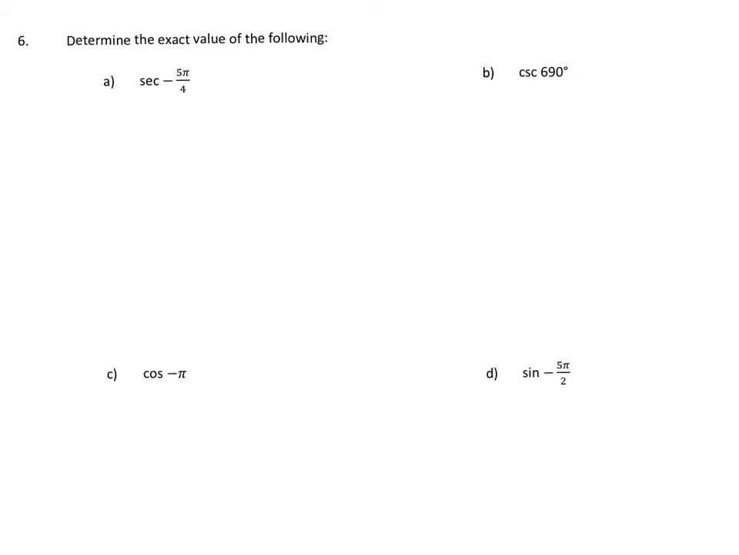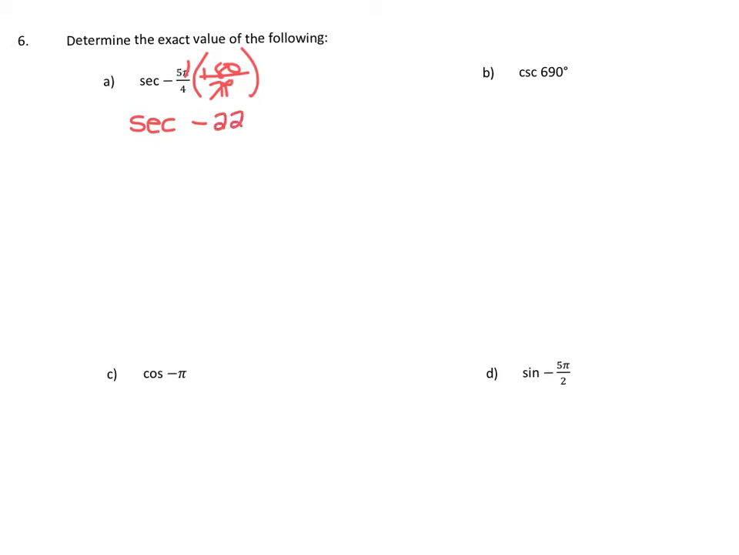Okay, so in number 6, they want us to determine the exact value of each of the following. If we take a look at letter A, first thing we have to do is convert this to degrees. So I'm going to multiply by 180 over pi. This pi on top cancels with the pi on bottom, so I could rewrite this as secant of, and don't forget to bring down that negative sign. Well, 180 divided by 4 is 45, and 5 times 45 is 225.